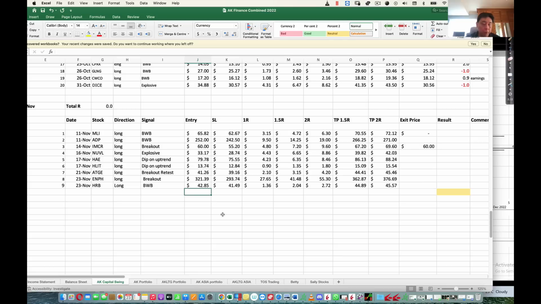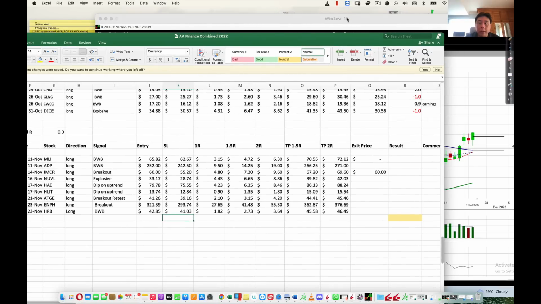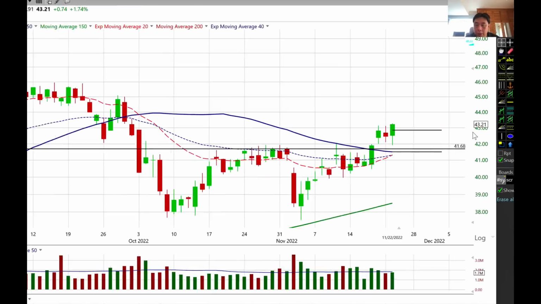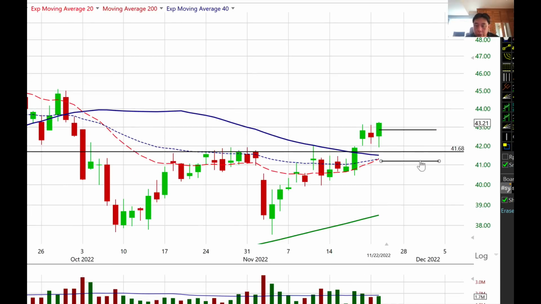My new stop loss would be 41.03. Okay, I feel better with this stop loss at 41.03 because it is further below the support resistance, which gives me more buffer so that I won't get stopped out that easily. So new stop loss at 41.03. That'll be somewhere there.